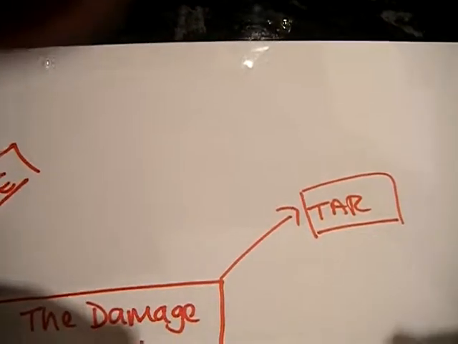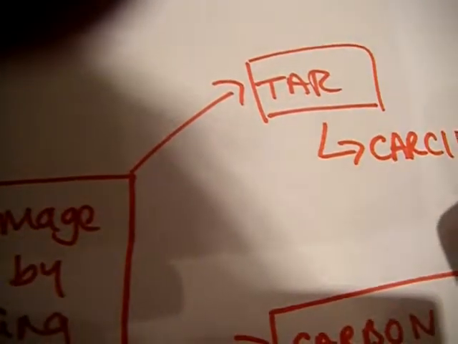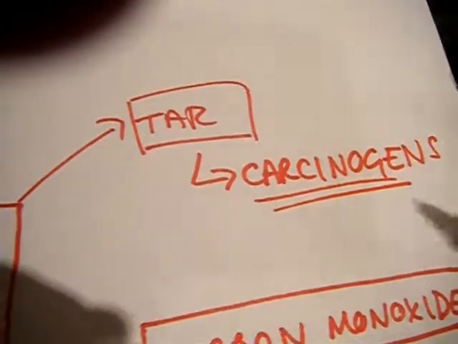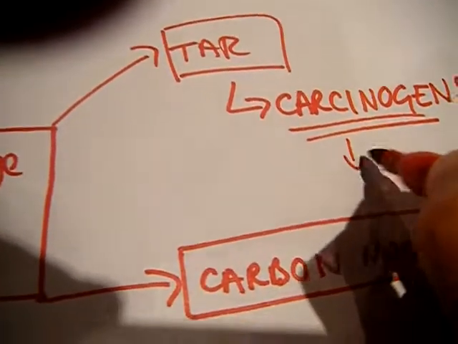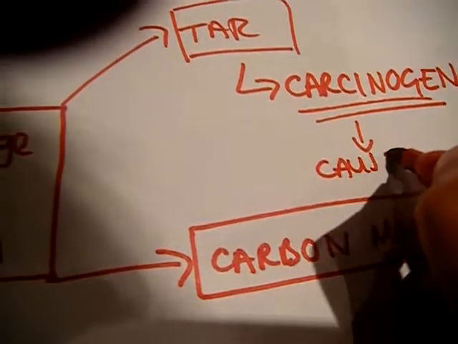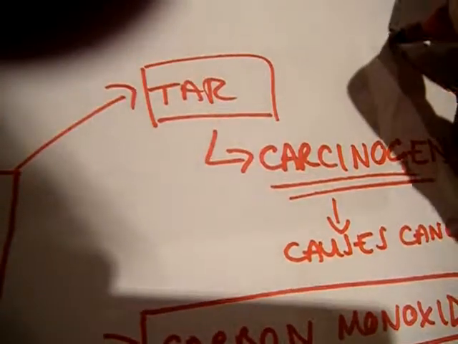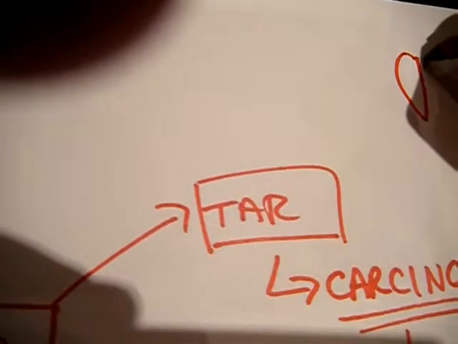So first of all, what does tar do? The sticky tar in smoke contains loads of chemical substances called carcinogens. That's the key word, so I need to write that down. Carcinogens. A carcinogen is a chemical that causes cancer. So I'm going to put that underneath. And the main type of cancer that is caused by smoking due to the tar is lung cancer.